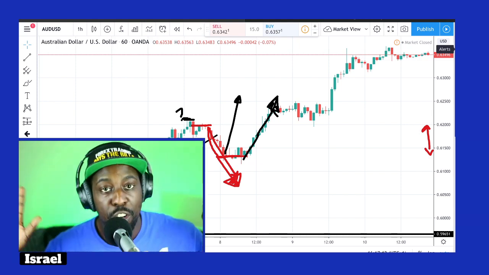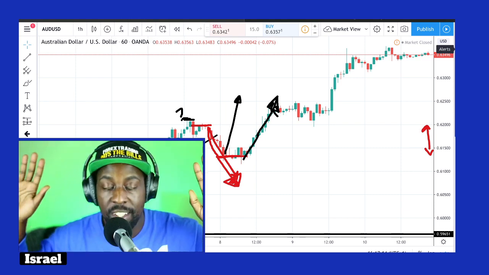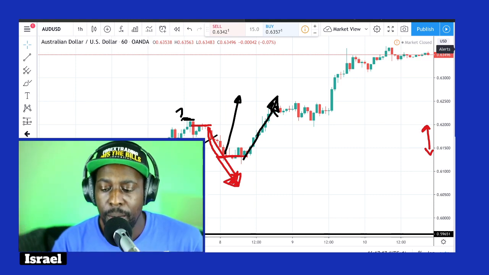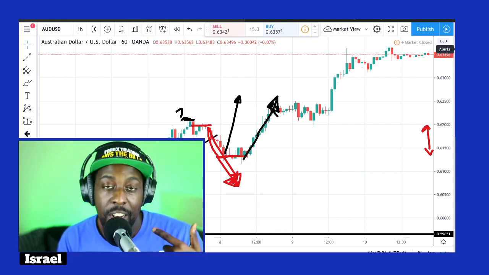That's it. I've got the trade wrong. I was wrong. I hold my hands up. For whatever reason, I'm out of the trade. Okay, I understand that I'm not ignorant to the fact that some people don't use stop losses, which I'd advise you to use a stop loss.